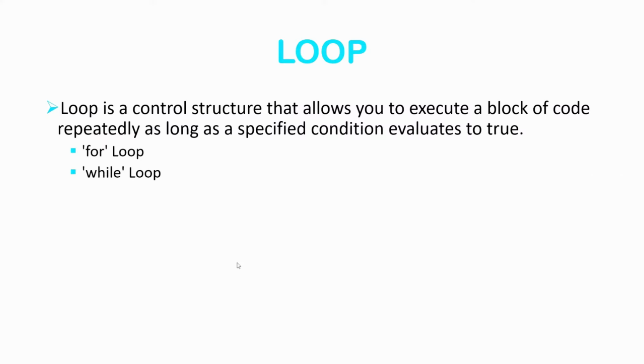Next on our list is loop. A loop allows you to execute a block of code repeatedly as long as a specific condition evaluates to true. Here, we're going to look at only the for loop and the while loop, right? Of course, this is a crash course, so we just look at the for loop and the while loop.